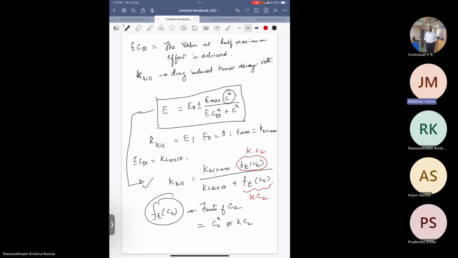That's all. I thought I saw E. I thought E also is somehow related. No, because I'm replacing E there. E max into C power X, I'm replacing it. So I'm just putting it as a function.